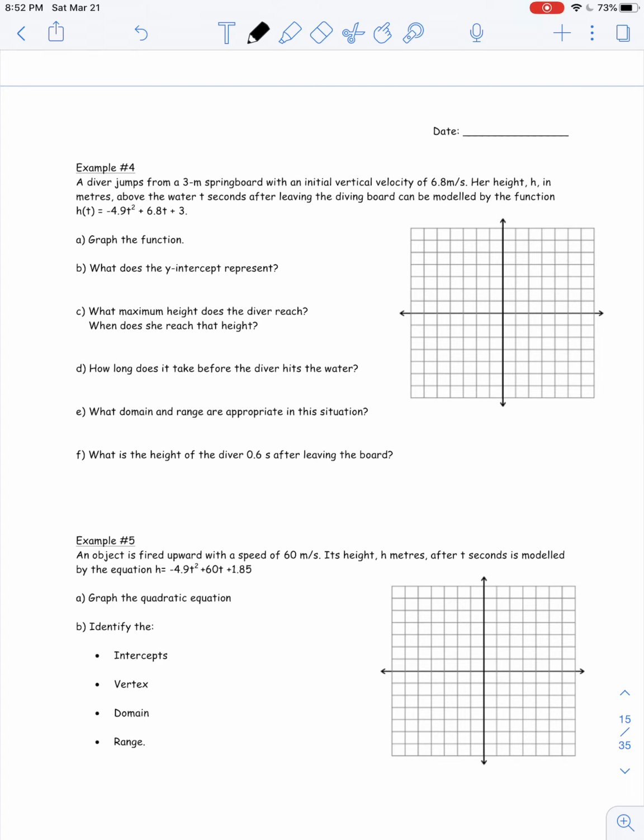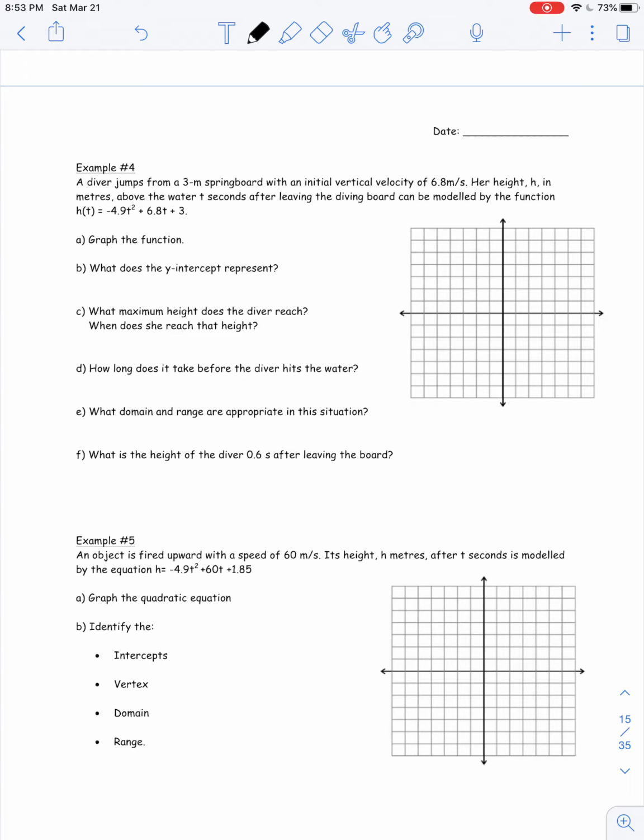Example number 4. A diver jumps from a 3-meter springboard with an initial vertical velocity of 6.8 meters per second. Her height h in meters above the water t seconds after leaving the diving board can be modeled by the function h of t equals -4.9 t squared plus 6.8 t plus 3.